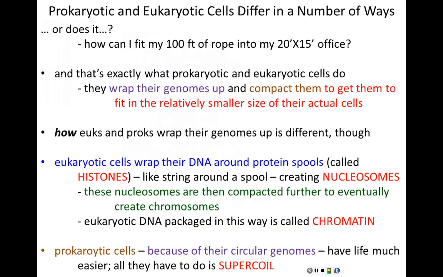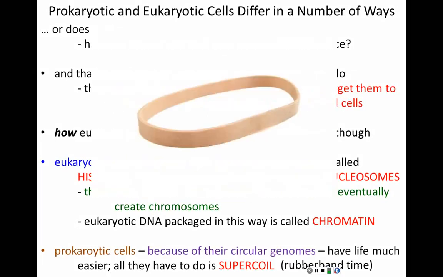Prokaryotes, bacterial cells, don't do this. They compact their DNA, but they don't use nucleosomes. Prokaryotic cells have circular genomes, and so they have a much easier time compacting their genomes. All they have to do is a process called supercoiling.